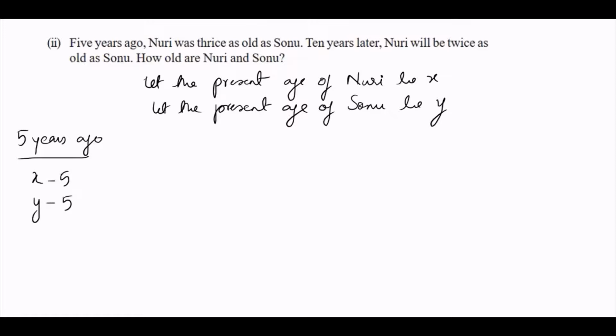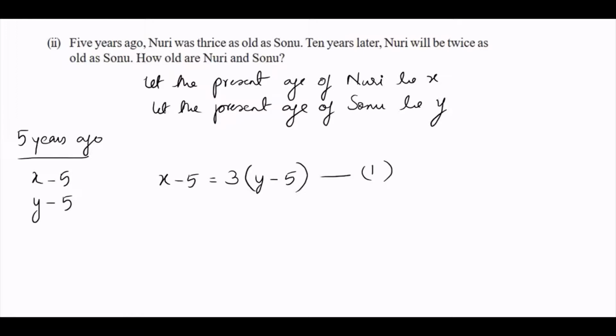Now the relation is given, that is Noori was thrice as old as Sonu. So X minus 5 is equal to thrice Y minus 5. That is 5 years ago Noori was thrice as old as Sonu. That is the first equation.